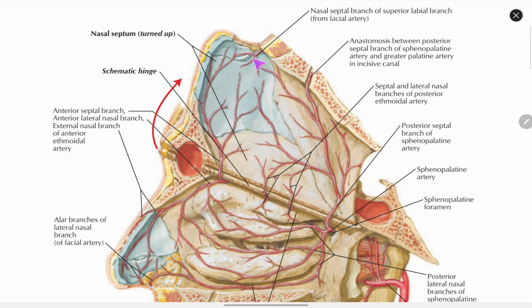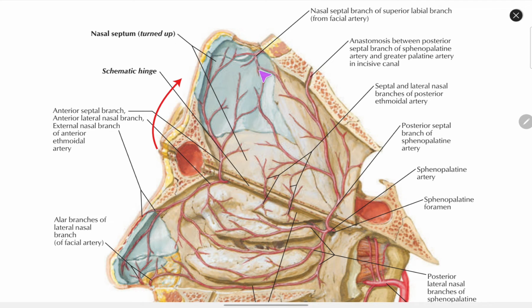Then we have the superior labial artery. It is a branch of the facial artery, which is also coming from the external carotid artery. It gives a septal branch. You can see that the antero-inferior part of the nasal septum is a highly vascular area, called Little's area, and the arteries which form a plexus are called the Kiesselbach plexus. The arteries involved in the Kiesselbach plexus are the anterior ethmoidal artery, the sphenopalatine artery, the greater palatine artery, as well as the superior labial artery.